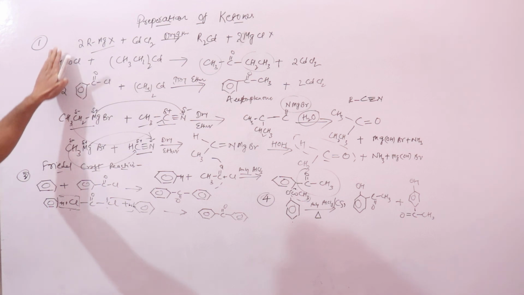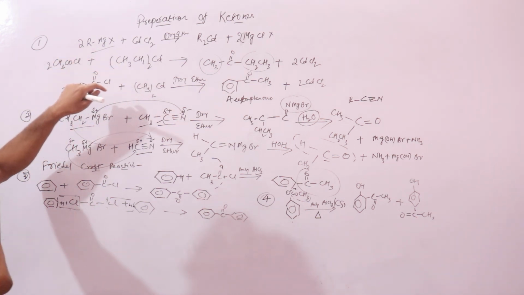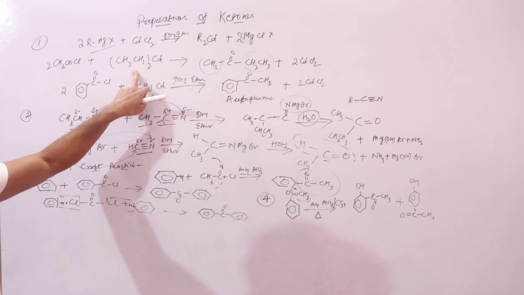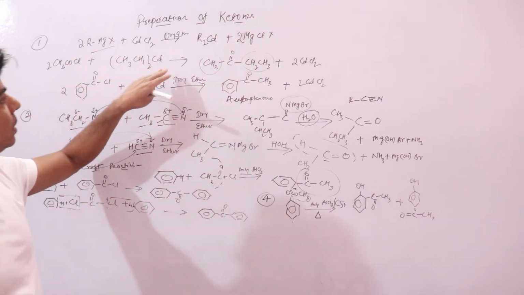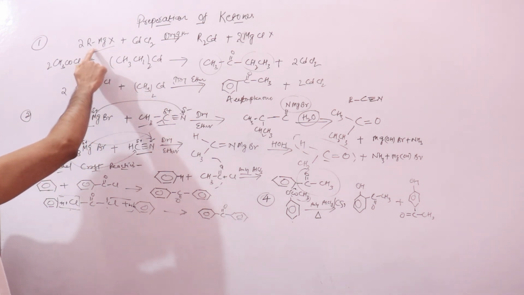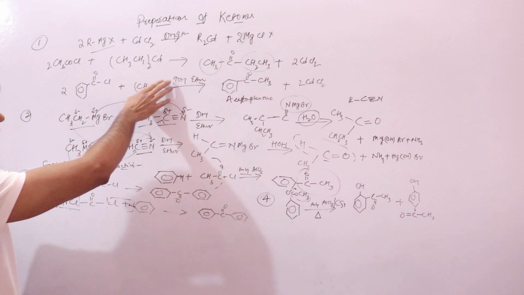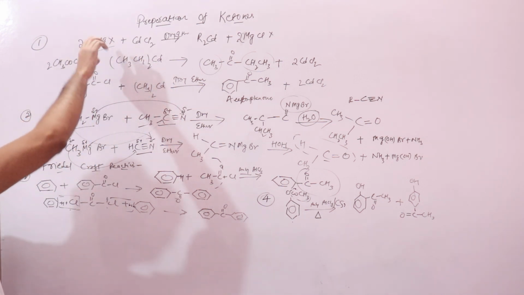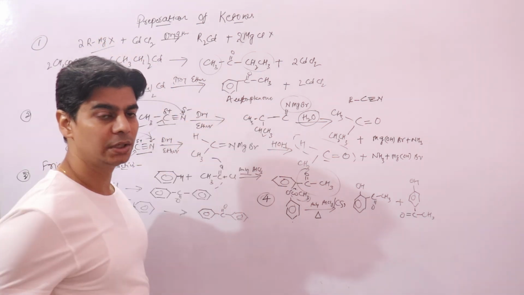Right? You have 4 ways. First was when we reacted your dialkyl cadmiums with your acid chlorides, right? And dialkyl cadmium was prepared from Grignard reagent, right? And we cannot use Grignard reagent directly because the ketones formed will form 2-degree alcohols.